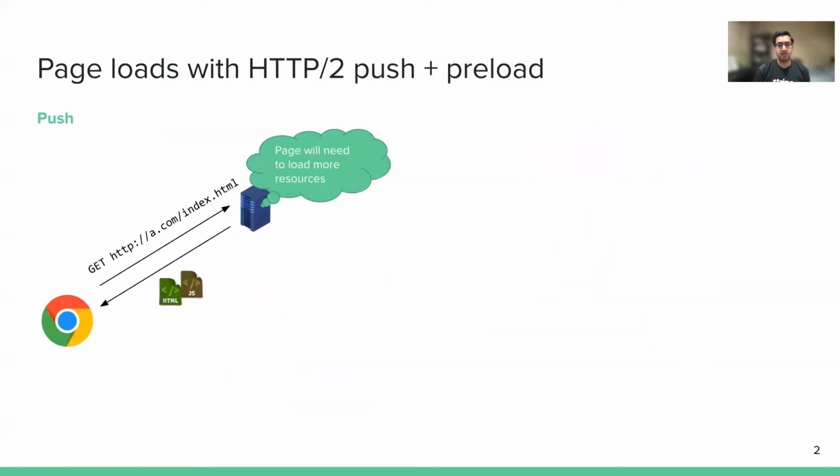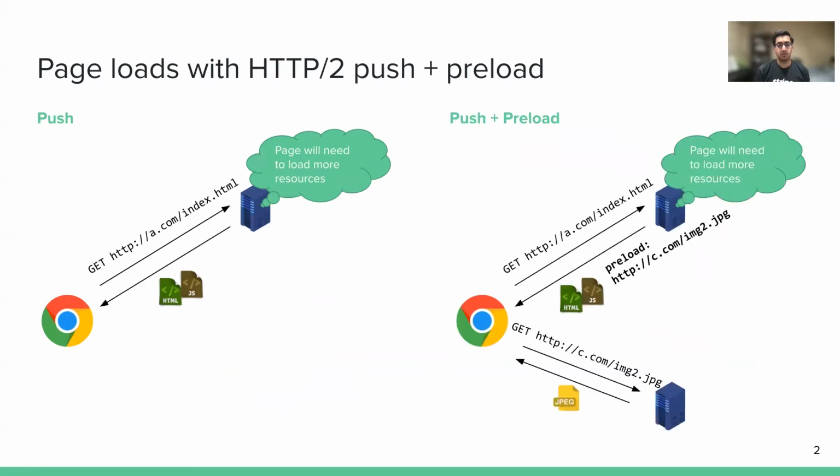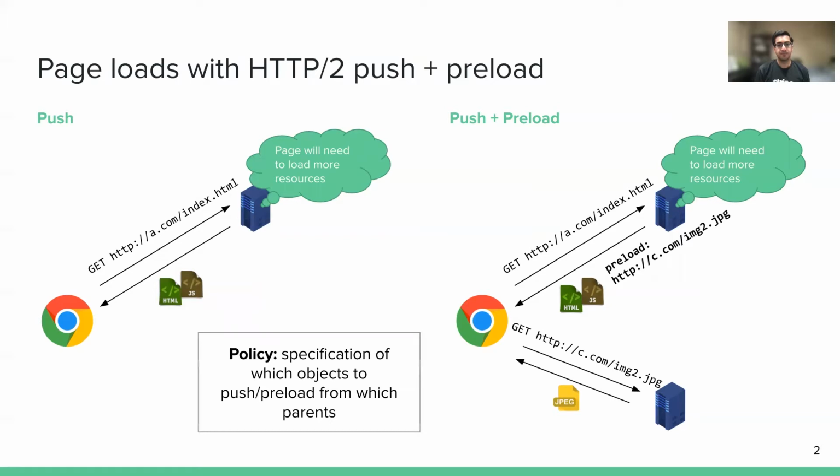To address the problem of serial dependency chains, HTTP2 introduced push, in which a server can attach extra resources in responses. This means the server can send back that script without the browser having to block to fetch it. It also supports preload, in which the server can hint to the browser to download resources from other origins, which helps the browser fetch third-party content right after parsing the HTTP headers and without having to execute the parent object. Together, we can define a push preload policy, which is the specification of which objects to push or preload from which parents, and this helps eliminate those blocking network fetches.